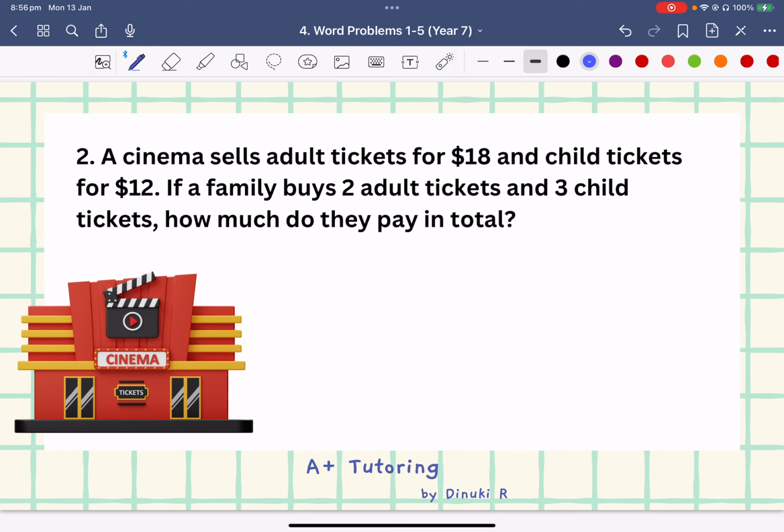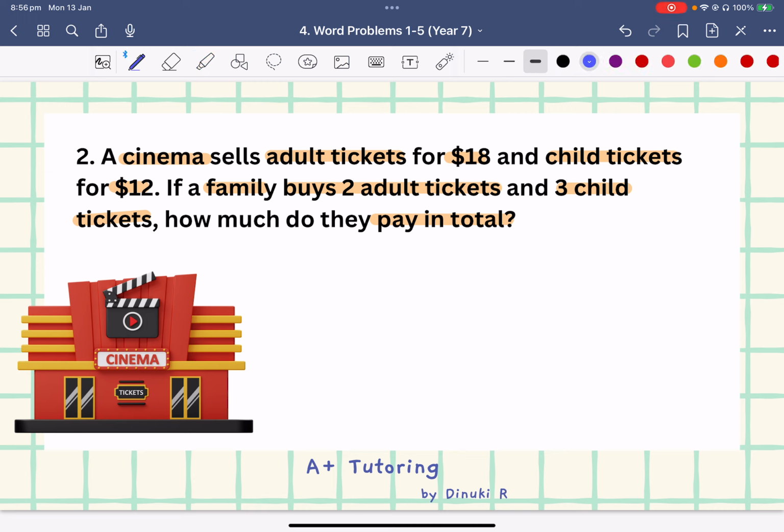Question number 2. Again, pause the video here and take a second to understand what's going on in this question. Okay, now that you've had a chance to read through it, let's go through the key pieces of information we've got here. A cinema sells adult tickets for $18 and child tickets for $12. If a family buys 2 adult tickets and 3 child tickets, how much do they pay in total?